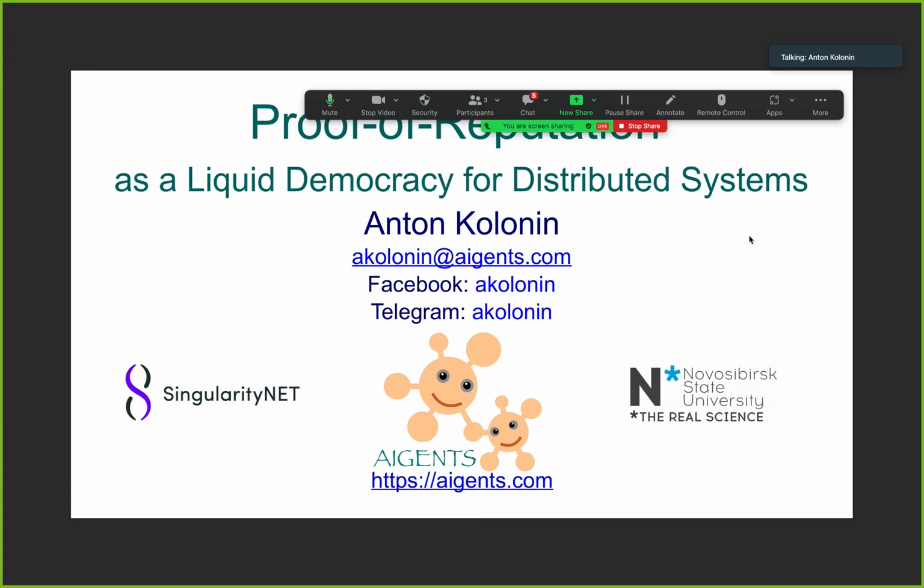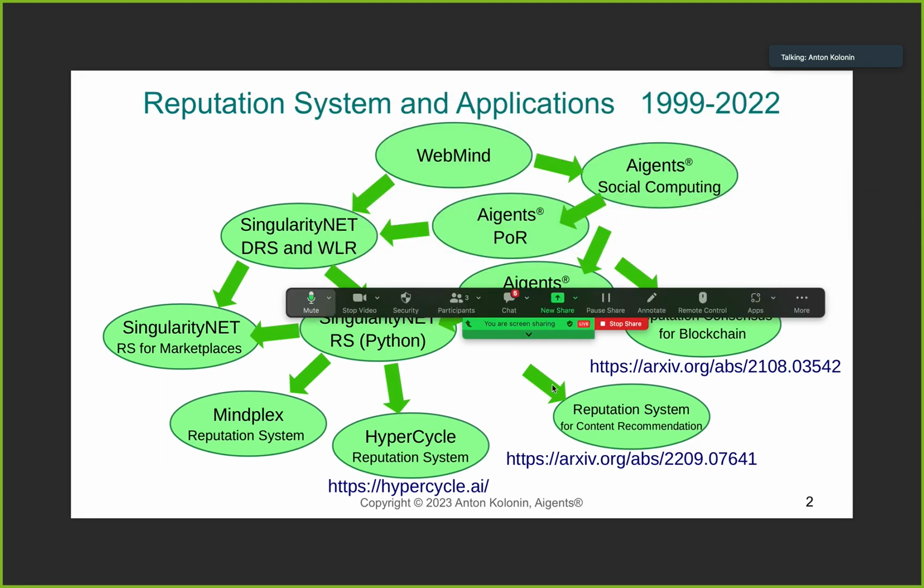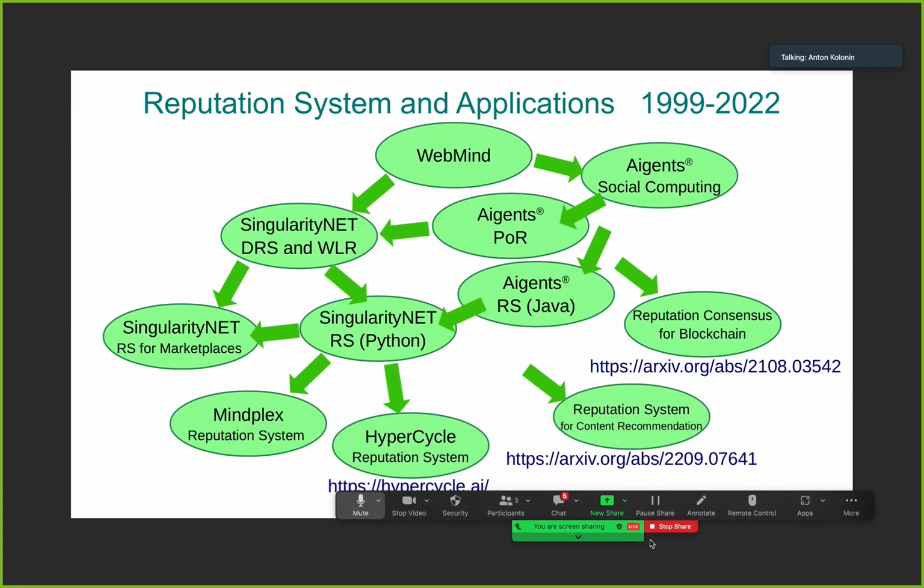I'm going to talk about proof of reputation as a liquid democracy for distributed systems. And the journey that I'm going to talk about is more than 20 years old. It started at the WebMind project, working with Ben Goertzel at this startup, and some ideas that came during this project eventually led to creating the Aigents social computing platform that I was running for several years.